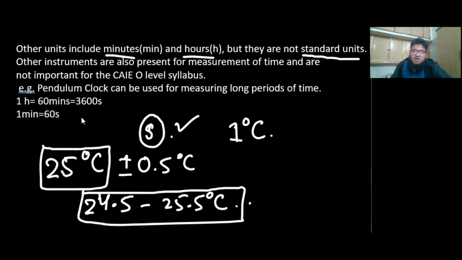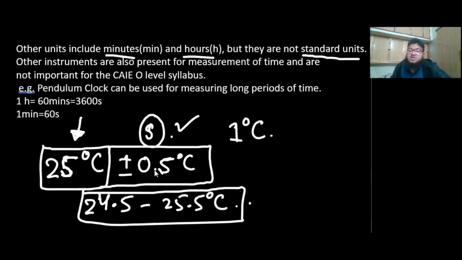But when I give you 25 degrees Celsius alone, without this, it's not a very accurate value. To give a more scientific presentation of that value, the way of writing down that temperature is with its least count, basically its precision, or with its uncertainty.